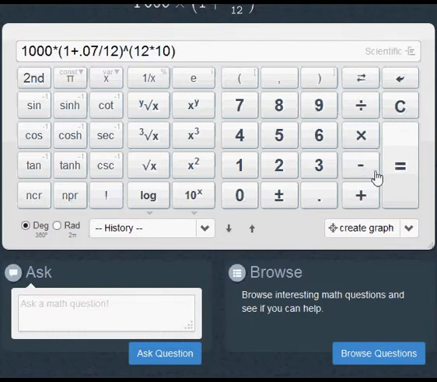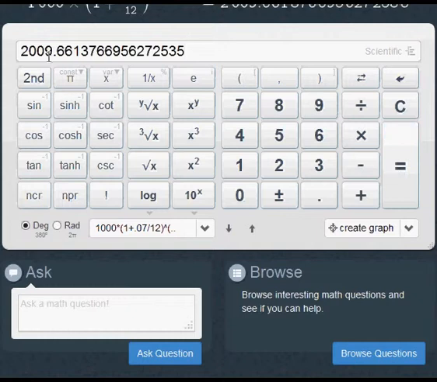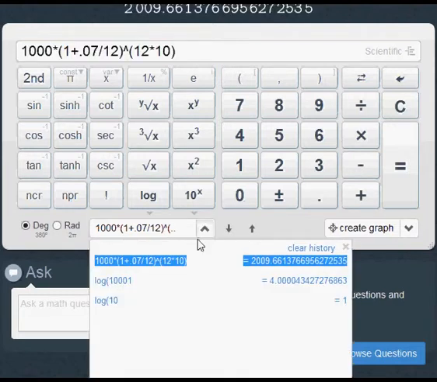Now we're all ready to evaluate it, so we hit equals. And there's our amount, $2,009.66 if we round it off. And here are the calculations, again shown at the top with the keystrokes I entered.